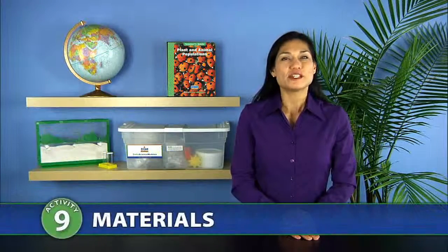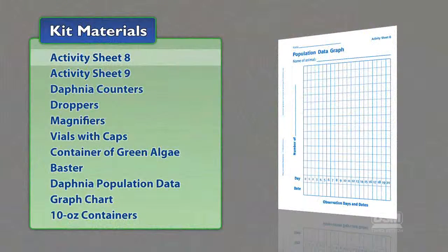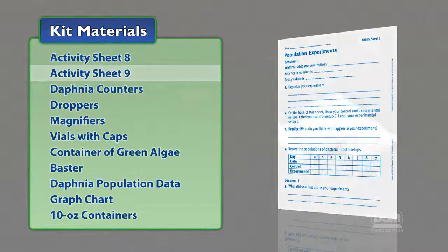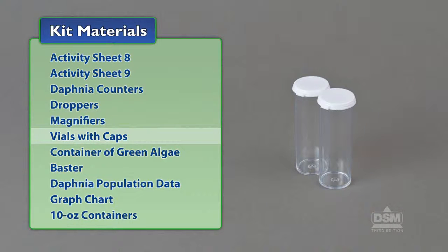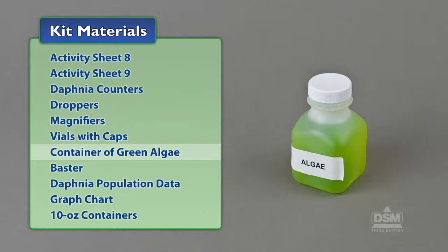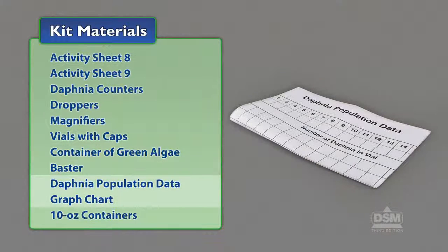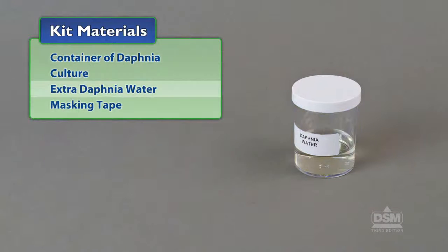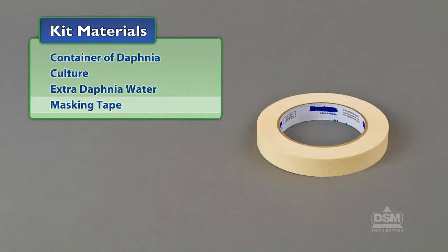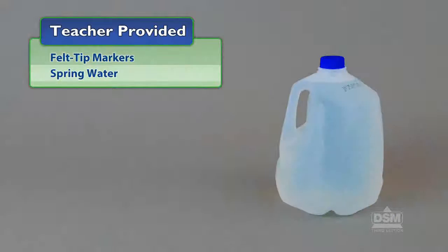You will need the following materials from the kit: Activity Sheet 8, Activity Sheet 9, daphnia counters, droppers, magnifiers, vials with caps, container of green algae, baster, daphnia population data graph chart, 10-ounce containers, container of daphnia culture, extra daphnia water, and masking tape. You will also need to provide felt tip markers and spring water. Begin this activity when the team's daphnia populations begin to decline.